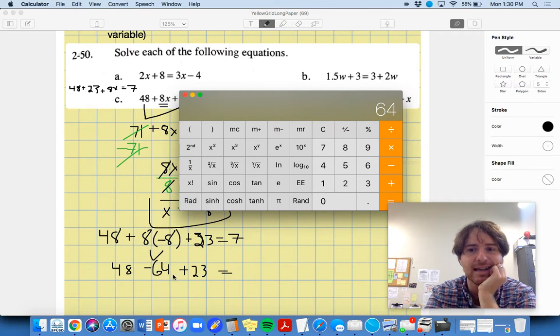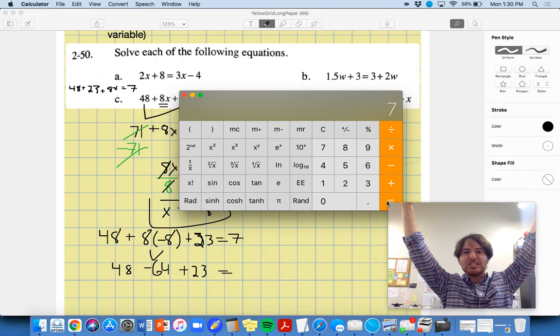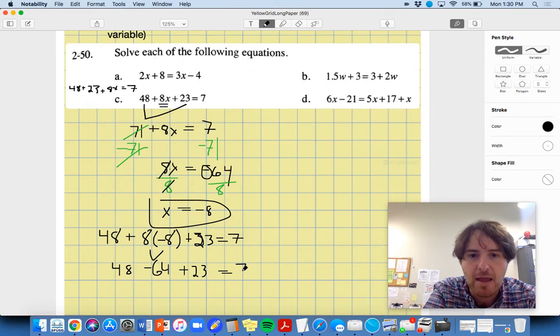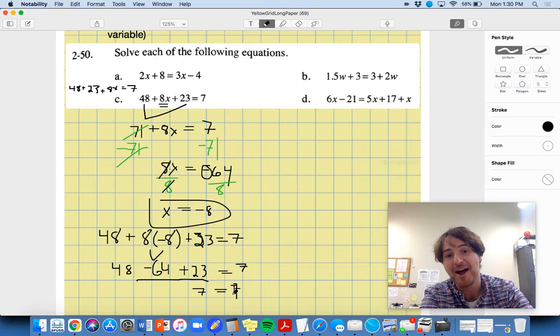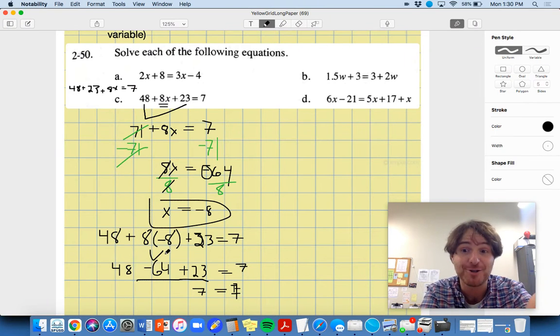I'm just double checking, plugged in negative 8 for x, and then add 23 to this, and I get, yes, 7 here. Okay, and since that's returned 7 for me, this whole thing here equals 7. And the right side was 7 already. I know that whatever I plugged in for x must have made the equation true. And there it is.